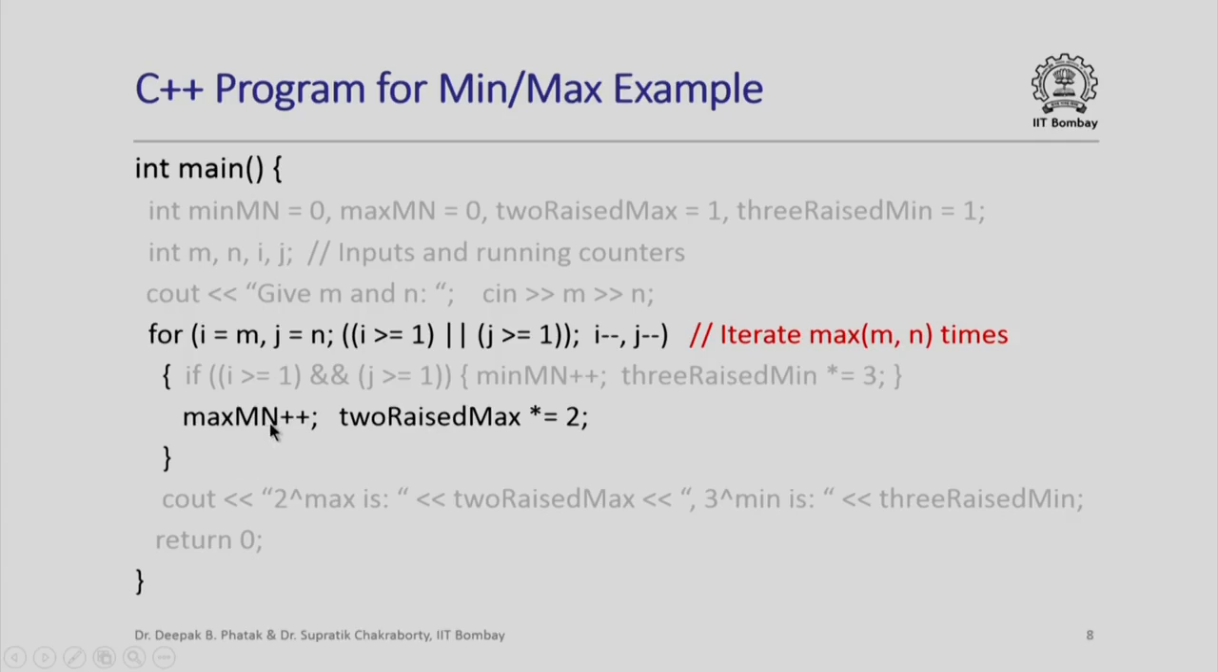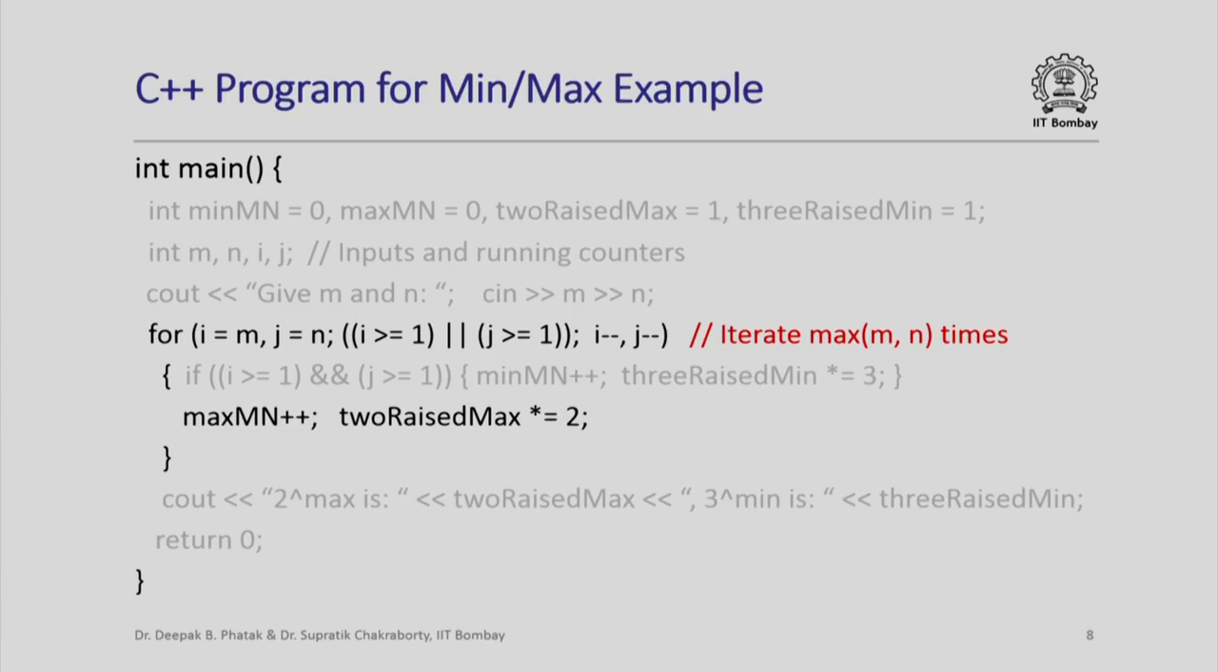Now since this loop is going to iterate max(m,n) times, I might as well increment the value of max(m,n) every time I iterate through this loop, so that at the end I do get the value of max(m,n). And since I have got to raise 2 to the power of max(m,n), I could multiply the current value of 2 raised to max by 2 every time I iterate through the loop. Recall that this is one of those assignment operators, and the effect of executing this statement is that 2 raised to max is multiplied by 2, and that same value is assigned to 2 raised to max again. So if this loop is executed max(m,n) times, then 2 raised to max will have the value 2 raised to the power of max(m,n), exactly what we want.